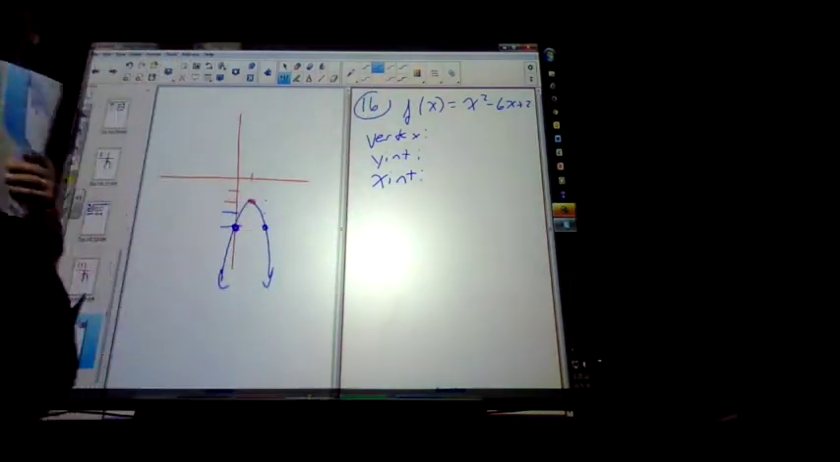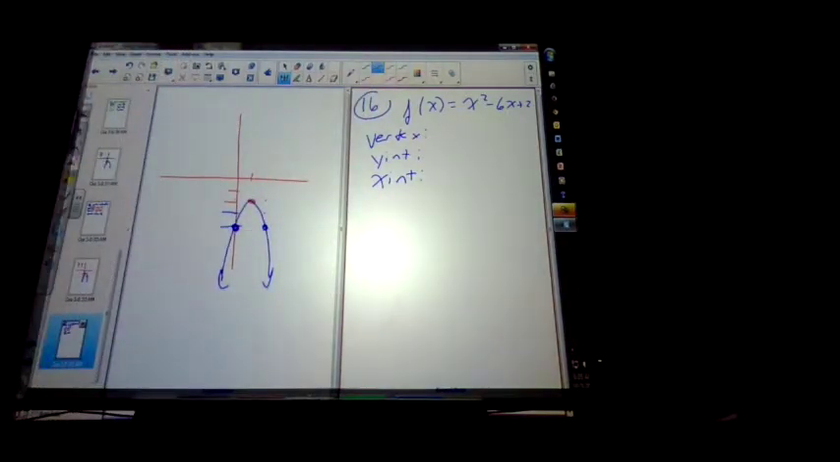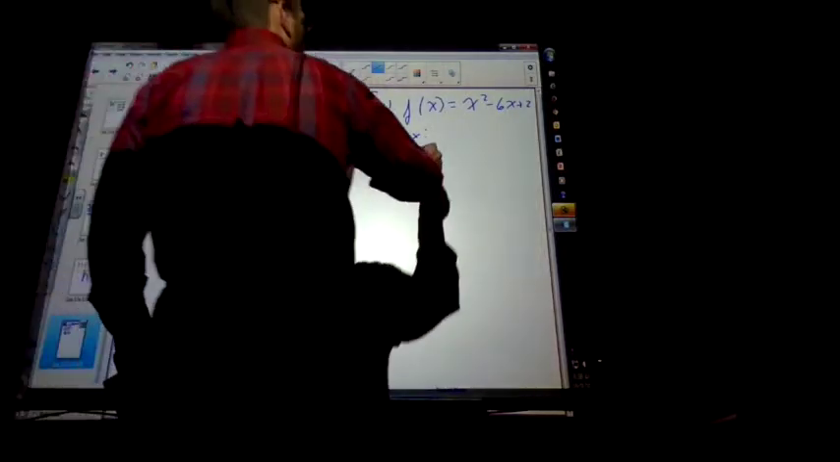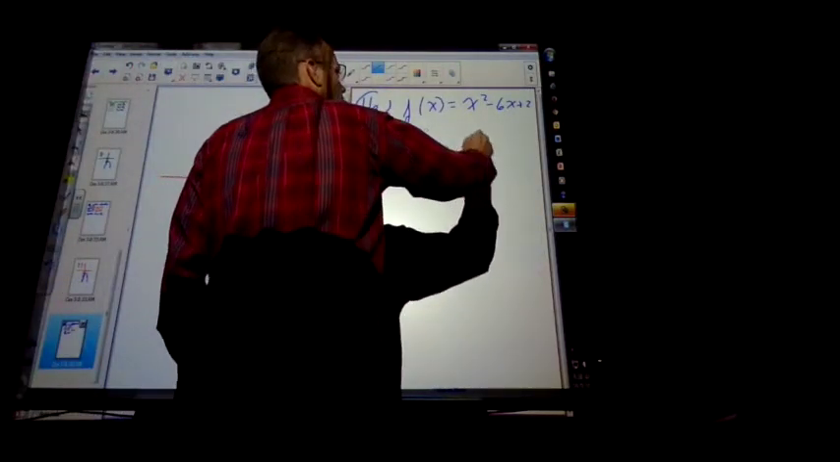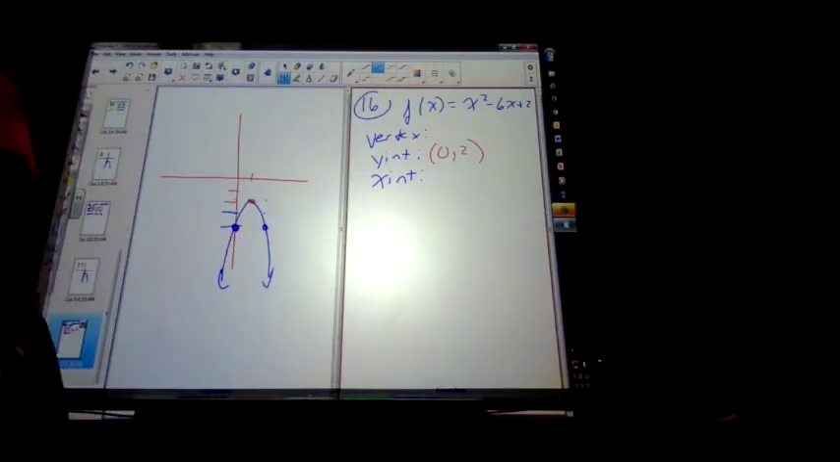What are some things I know about it when it's written like this right now? You know the y-intercept. It's in standard form. So (0, 2) is my y-intercept. It's set up in standard form, so I can get the y-intercept right away. Do I have enough information to solve where it crosses the x-axis right now? No. Do I know what the vertex is right now?